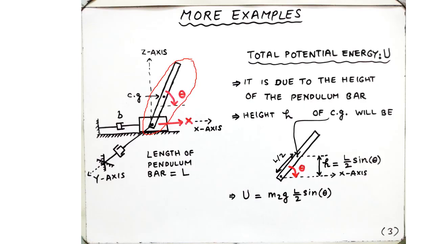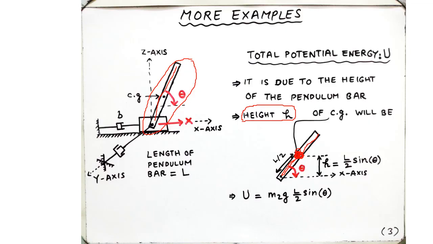So let us calculate the potential energy of the pendulum bar considering its height h. The height of the pendulum bar can vary along its length. Therefore, the way to compute its potential energy is to shrink this pendulum bar to one point, considering this as a point mass, which we know should be taken as the center of mass or the center of gravity.